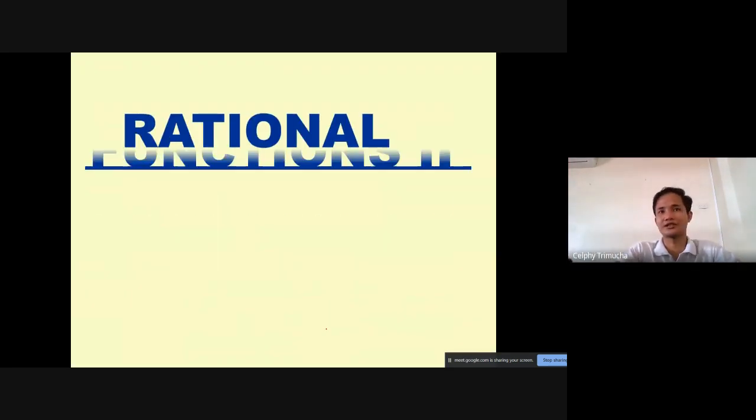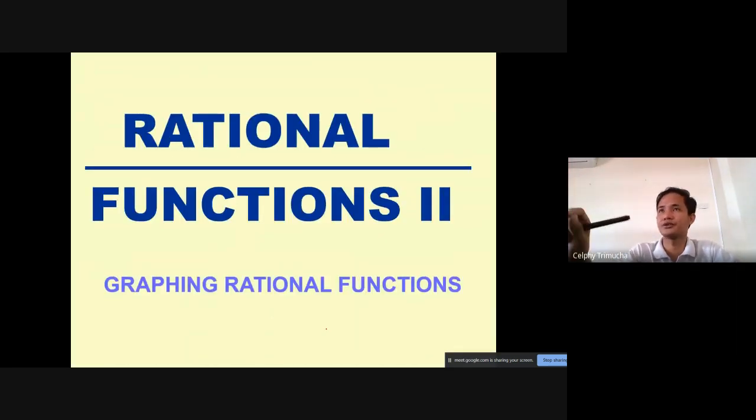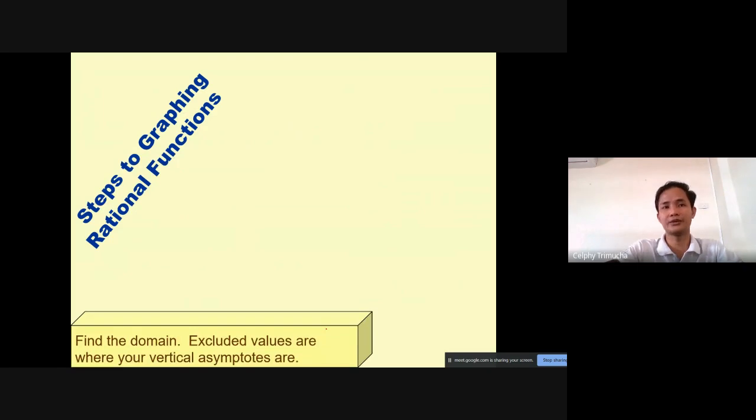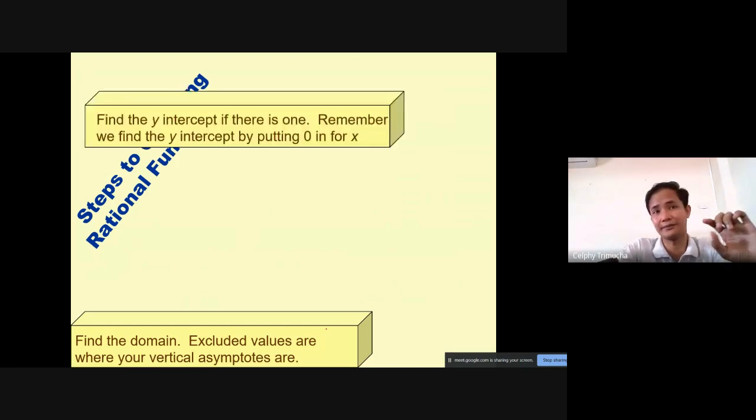In our last discussion, I presented rational functions. This time, we revisit rational functions, but in the concept of graphing. So when we graph rational functions, what do they look like? The steps to graphing a rational function are the following. Number 1, based on the previous discussion, we find the domain. The excluded values are where your vertical asymptotes are. We can find the vertical asymptotes based on the values of the denominator.